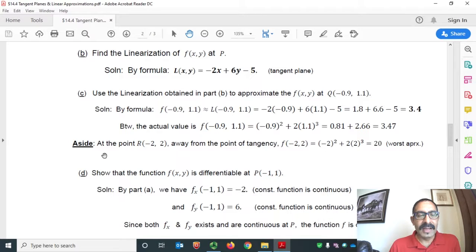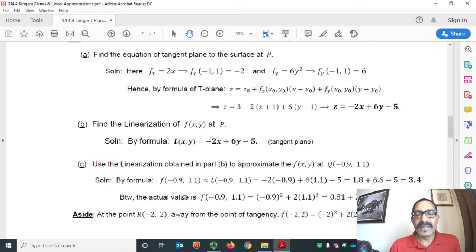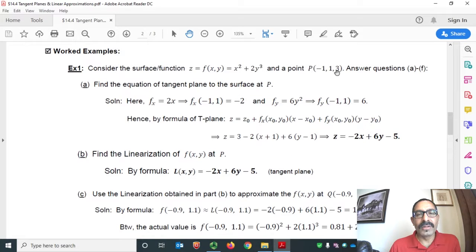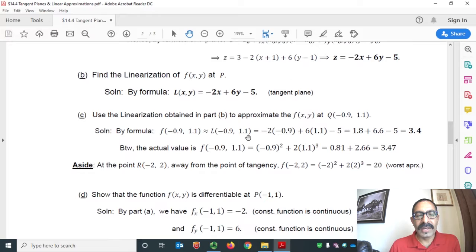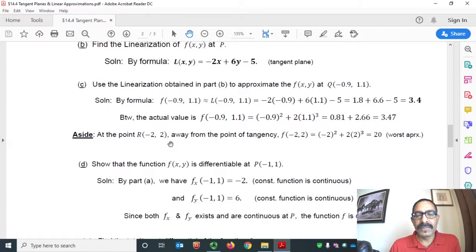Quick aside: the point R, (-2, 2), is further away than the point of tangency. Our point of tangency is (-1, 1), but we are at (-2, 2). Then the exact value here, f at (-2, 2), meaning at point R, turns out to be 20. So the exact value is 20. Our linear approximation is 3.4. So this value will be a worse approximation. Great. Now let's move on.